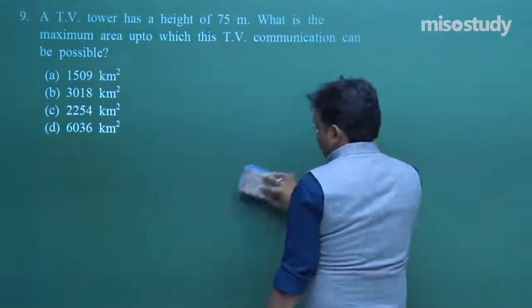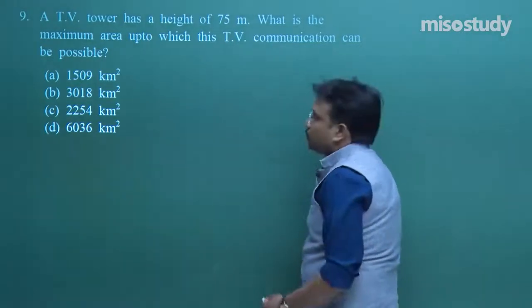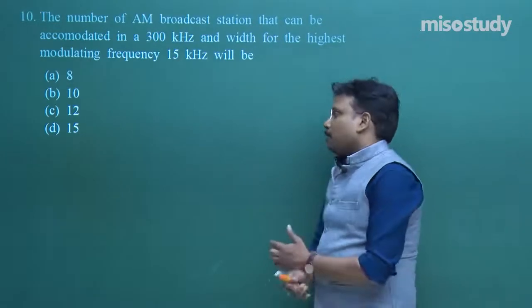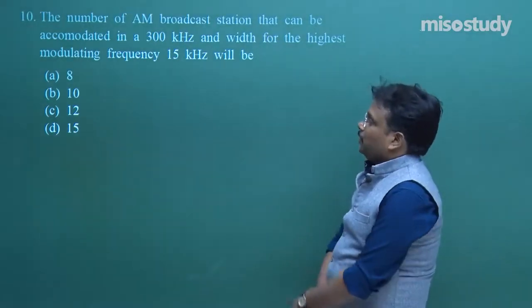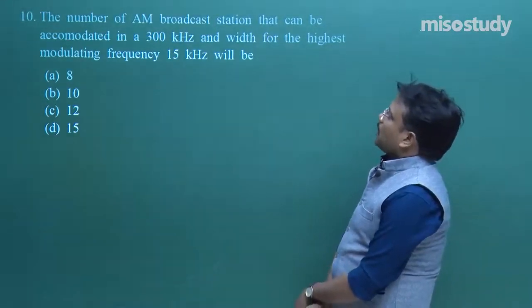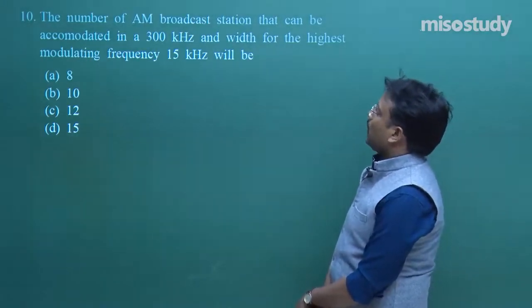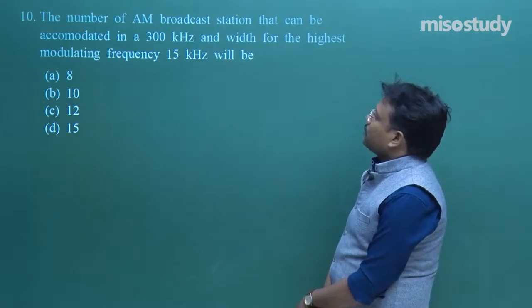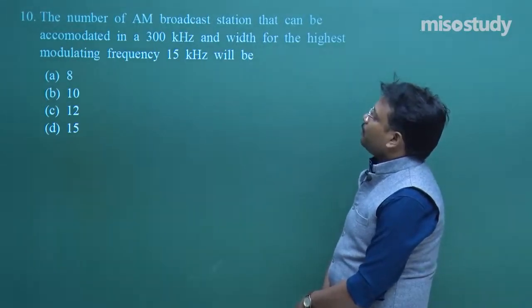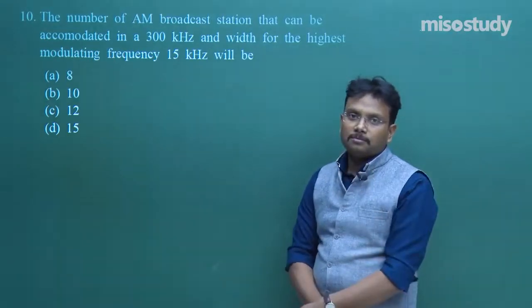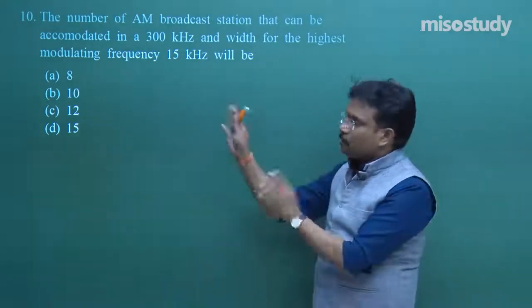Now students, here comes your next set of problem. Please listen very carefully. The number of AM broadcast stations that can be accommodated in a 300 kilohertz bandwidth, for the highest modulating frequency of 15 kilohertz, will be how much? Stop the video. Take your time, solve it.